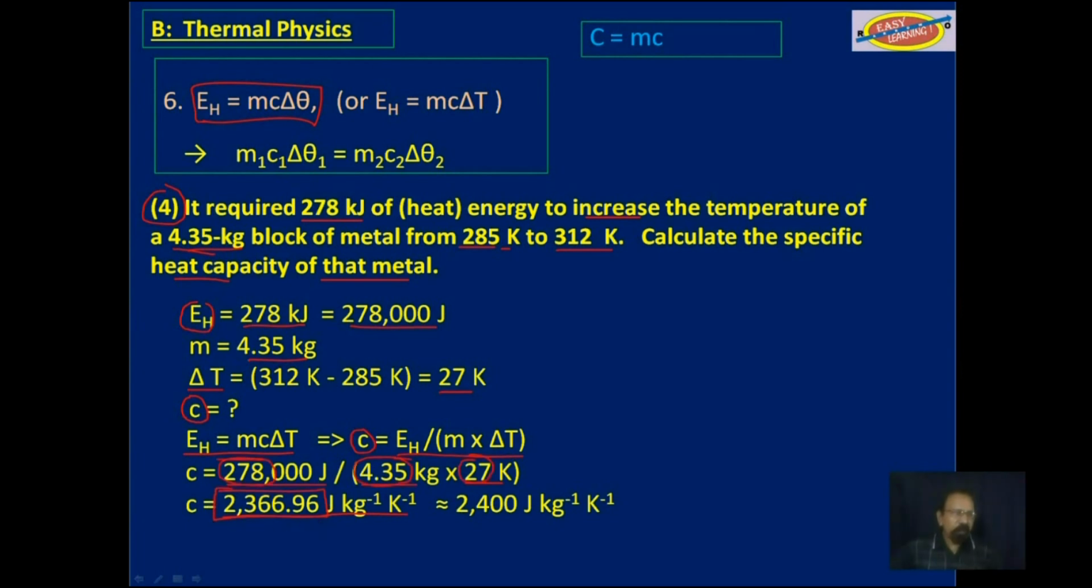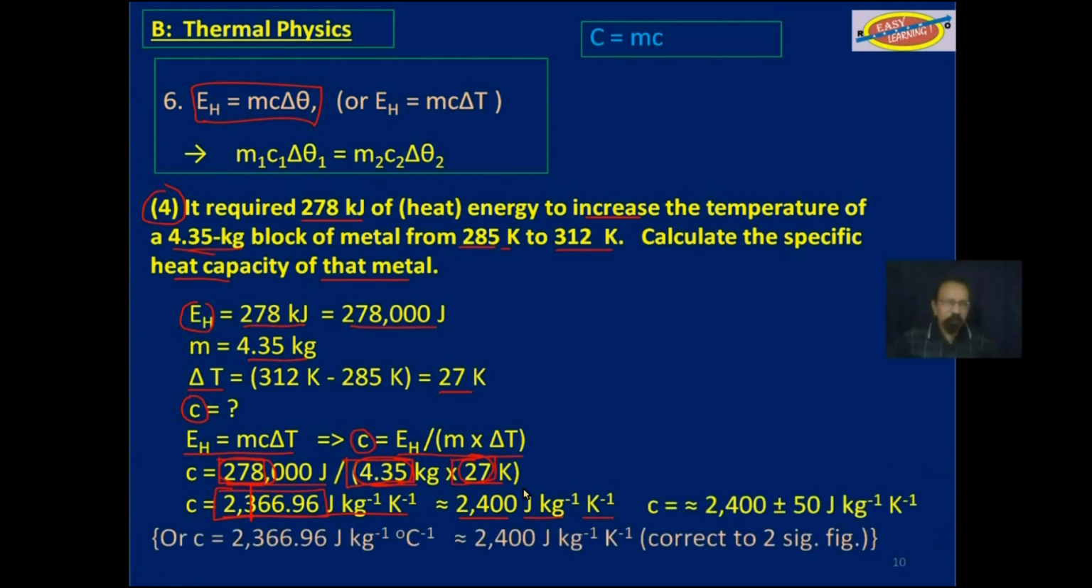We have 3 significant figures here, 3 significant figures here, 2 significant figures here. So our answer can only have 2 significant figures. We will need to round off at that 3. And so you get 2,400 joules per kilogram per degree Kelvin.